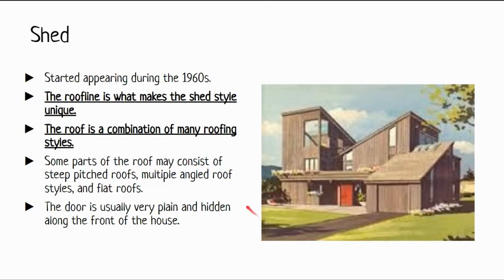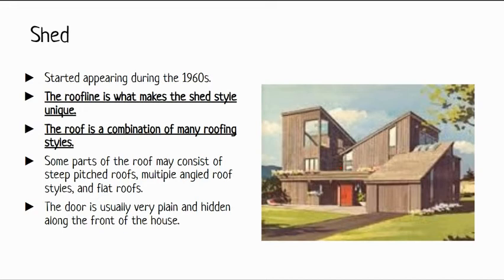And the last one we're going to look at is the shed style. It started appearing in the 60s. The roof line is what makes the shed really unique because it's almost like somebody took a pitched roof and just cut them all in half and then turned them all different ways. So it is a combination of many different types of roofing styles. So you've got all these different angles here, and then you've got a flat roof right there. Some parts of the roof may consist of steep pitched roofs, multiple angled roofs, and everything like that.